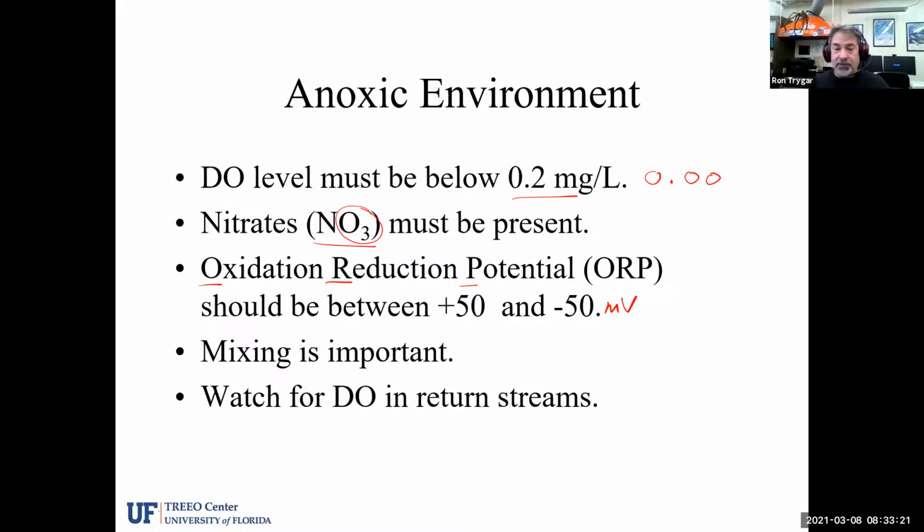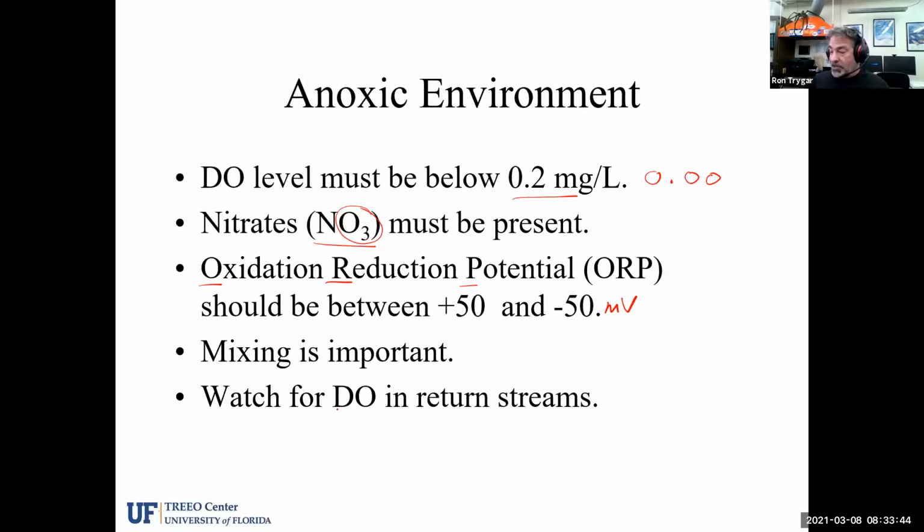Mixing is very important. We want to keep all of the bacteria together with the carbon source that's coming in. The carbon is going to be utilized by the bacteria as their organic carbon, and they're going to want to break that down for their energy and in their diet, their carbon source in their diet. So we're going to mix them all together and keep everybody in intimate contact with each other.